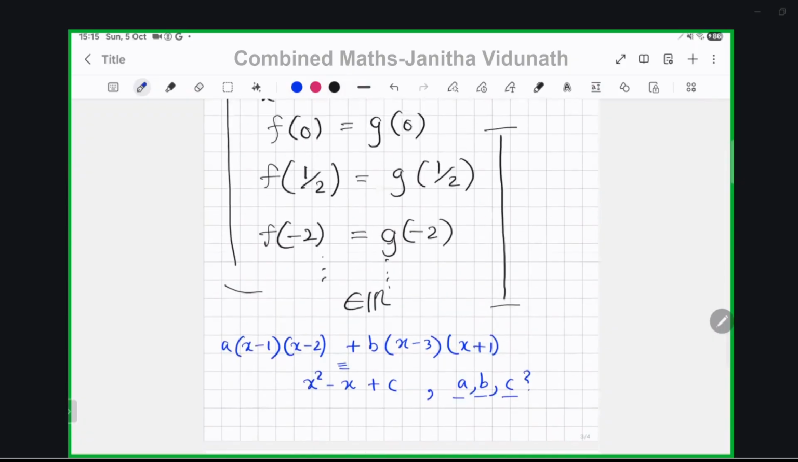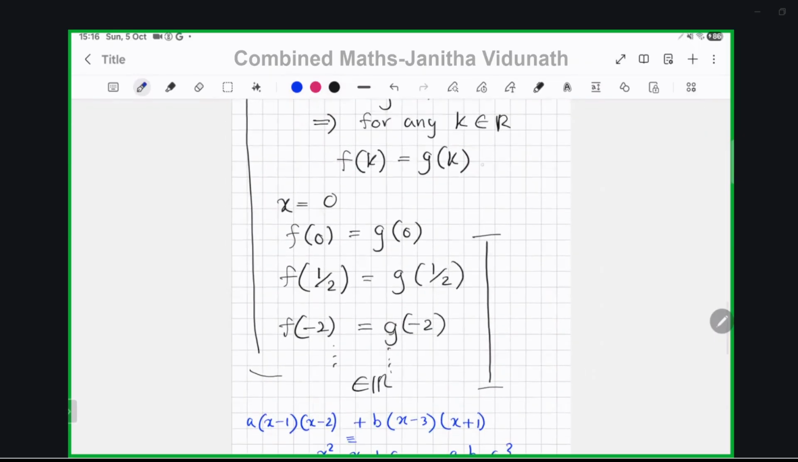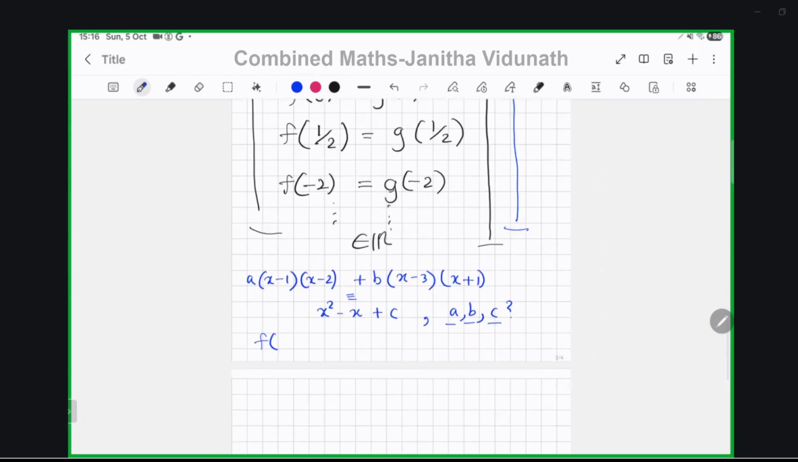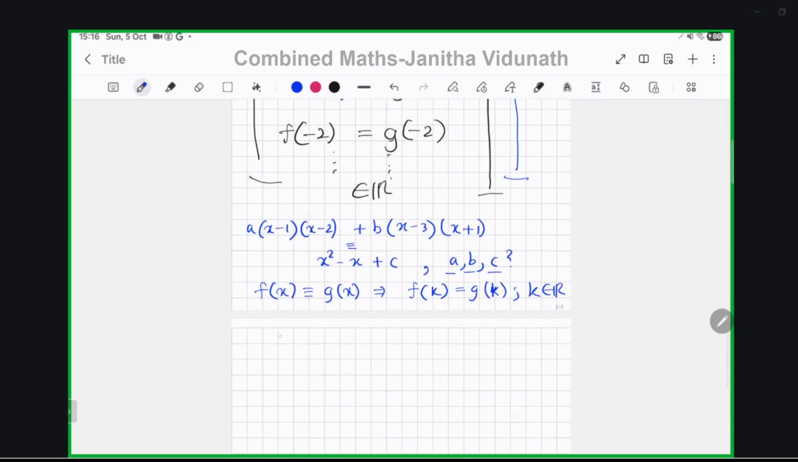Now we are going to solve the same question by substituting real numbers for our variable. If f(x) is identical to g(x), then we can say f(k) is equal to g(k) for any k belongs to real numbers. Okay, now we are going to solve this question with the new method. This is called method 2 for the same question.